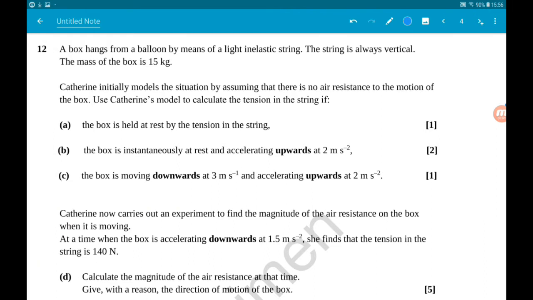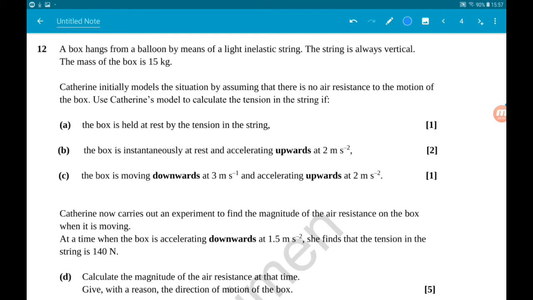Okay, number 12, here we go. A box hangs from a balloon by means of a light inelastic string. The string is always vertical and the mass of the box is 15 kilograms. Catherine initially models the situation by assuming that there is no air resistance to the motion of the box. Use Catherine's model to calculate the tension in the string if, part A, the box is held at rest by the tension in the string.